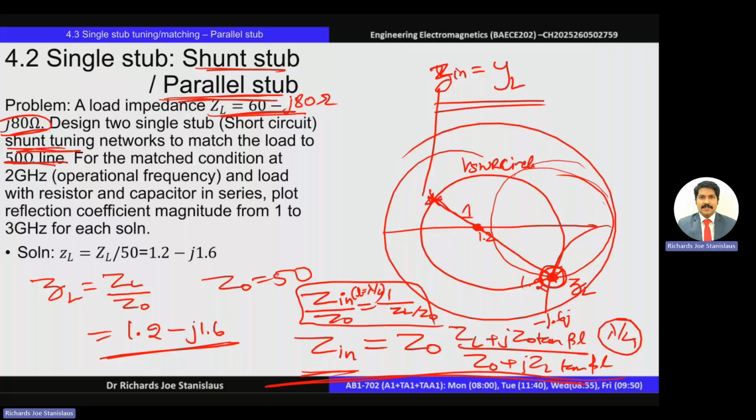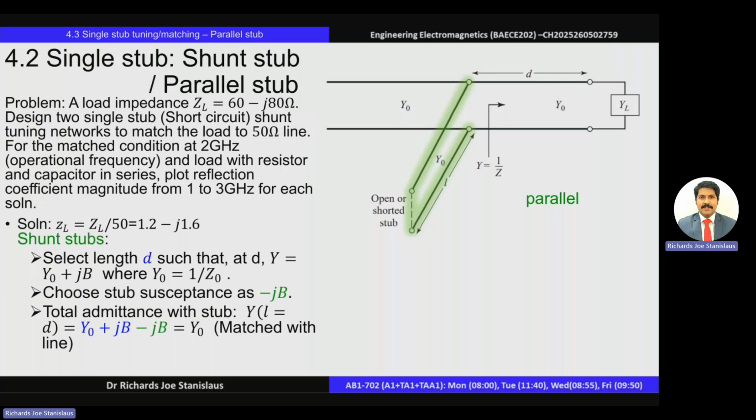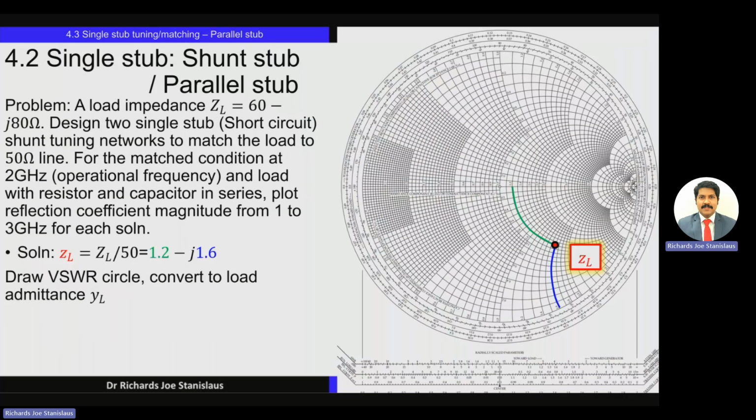So we again do that with the actual Smith chart. First step, we mark the load impedance point on the real circle. We have the horizontal axis of the Smith chart, and 1.2 is available over here.